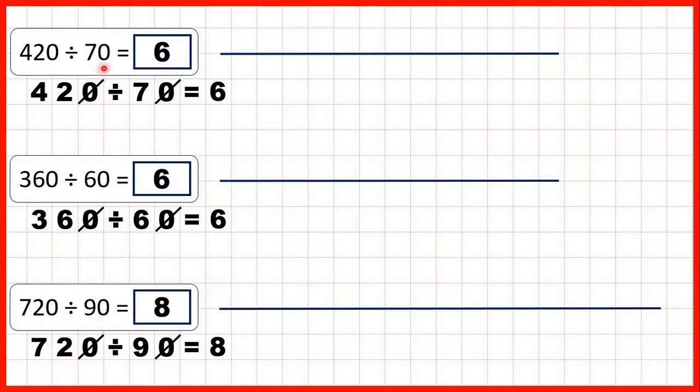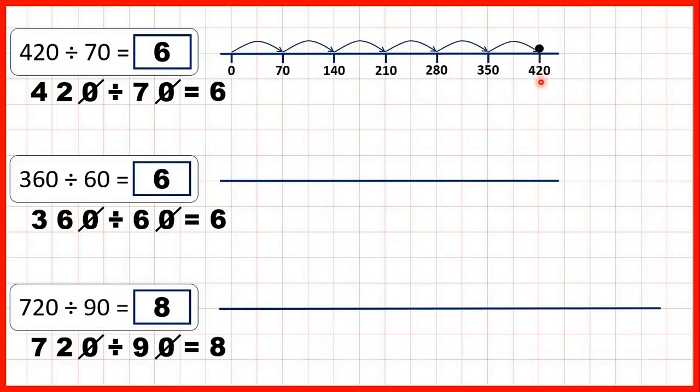And that makes sense if we remember that one way to divide is to count up in steps of the divisor until we get to the dividend. So we can count on in steps of 70 until we reach 420. We have 70, 140, 210, 280, 350, and then the sixth multiple of 70 is 420, and that's why 420 divided by 70 is 6.